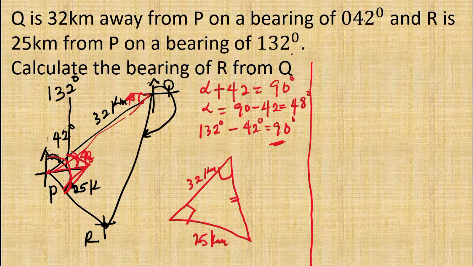Now we have gotten that this angle here is 48, so what I have here is also 48. Now we need to know what I have left here. If I know what I have left here, let's call that theta. That's theta. If I know what I have left here, obviously, this is in the third quadrant.